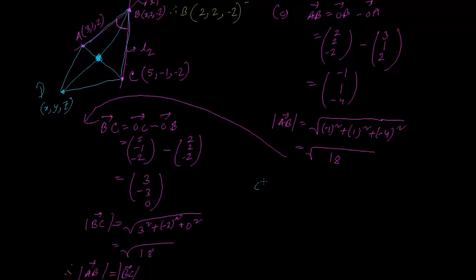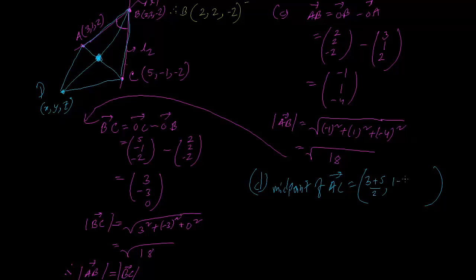So question number D. First of all, the midpoint of AC. This is the midpoint of the vector AC. So let's find the coordinates. It would be (x1 plus x2) by 2, which is 3 plus 5 by 2, y1 plus y2, which is 1 minus 1 by 2, and 2 minus 2 by 2. So the midpoint turns out to be 8 by 2 is 4, 0, 0.